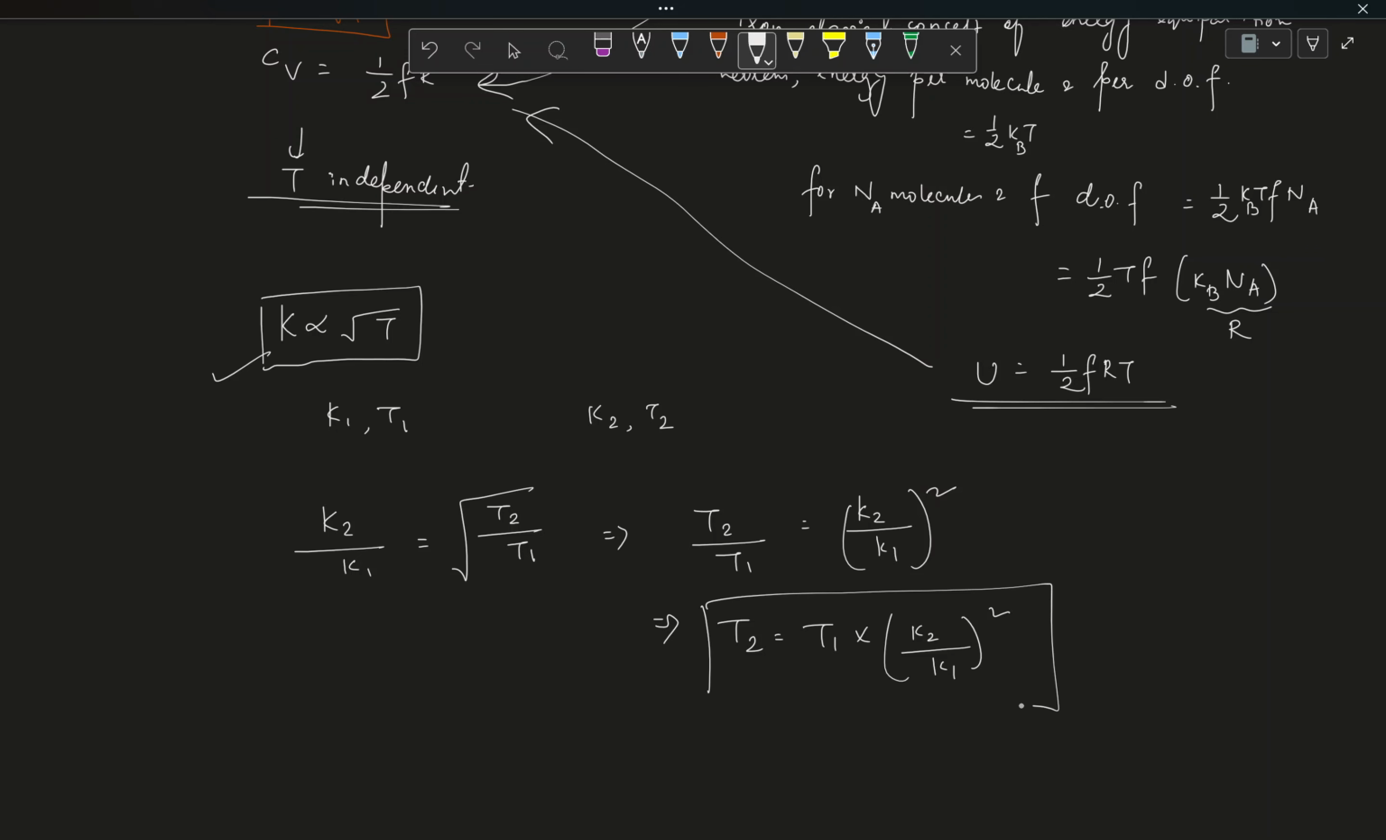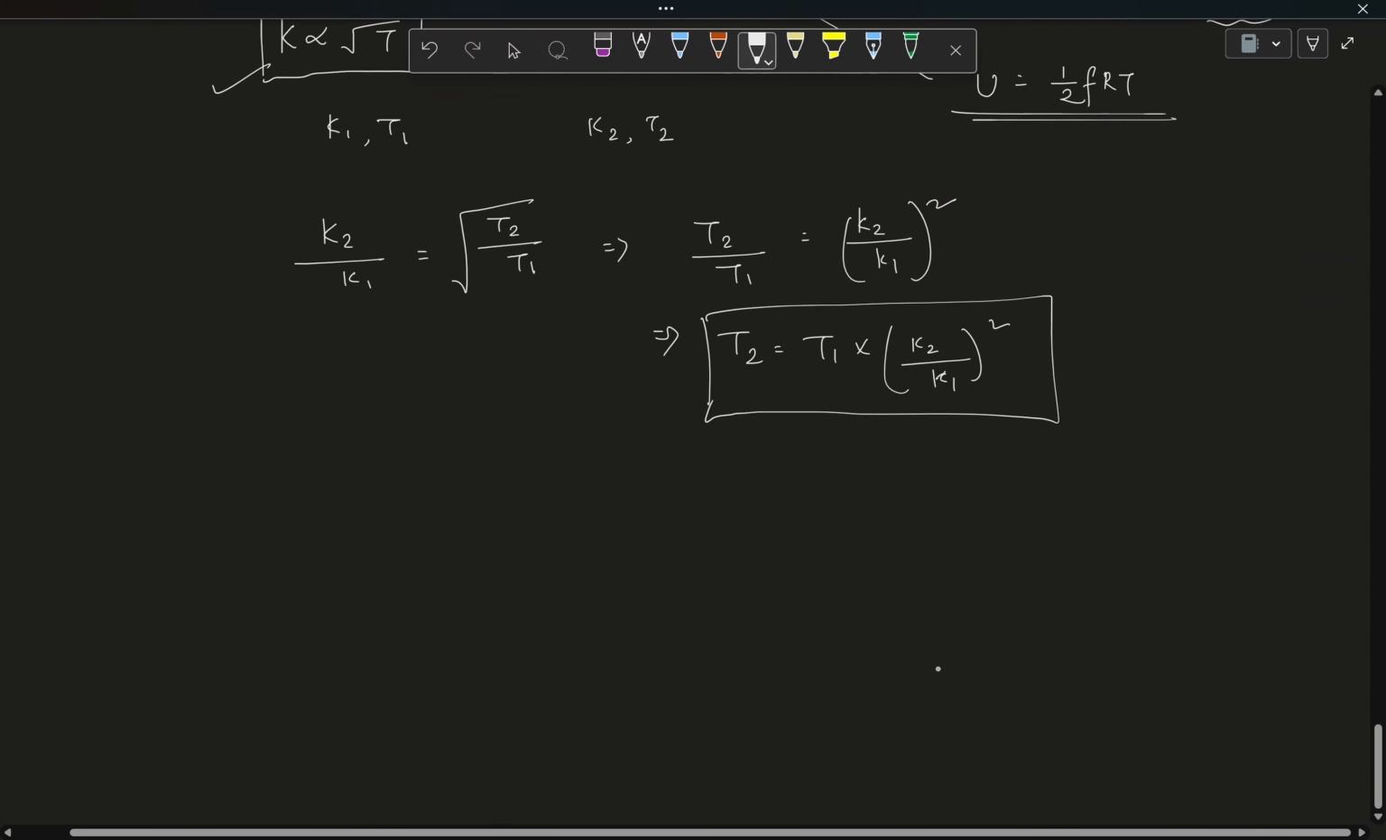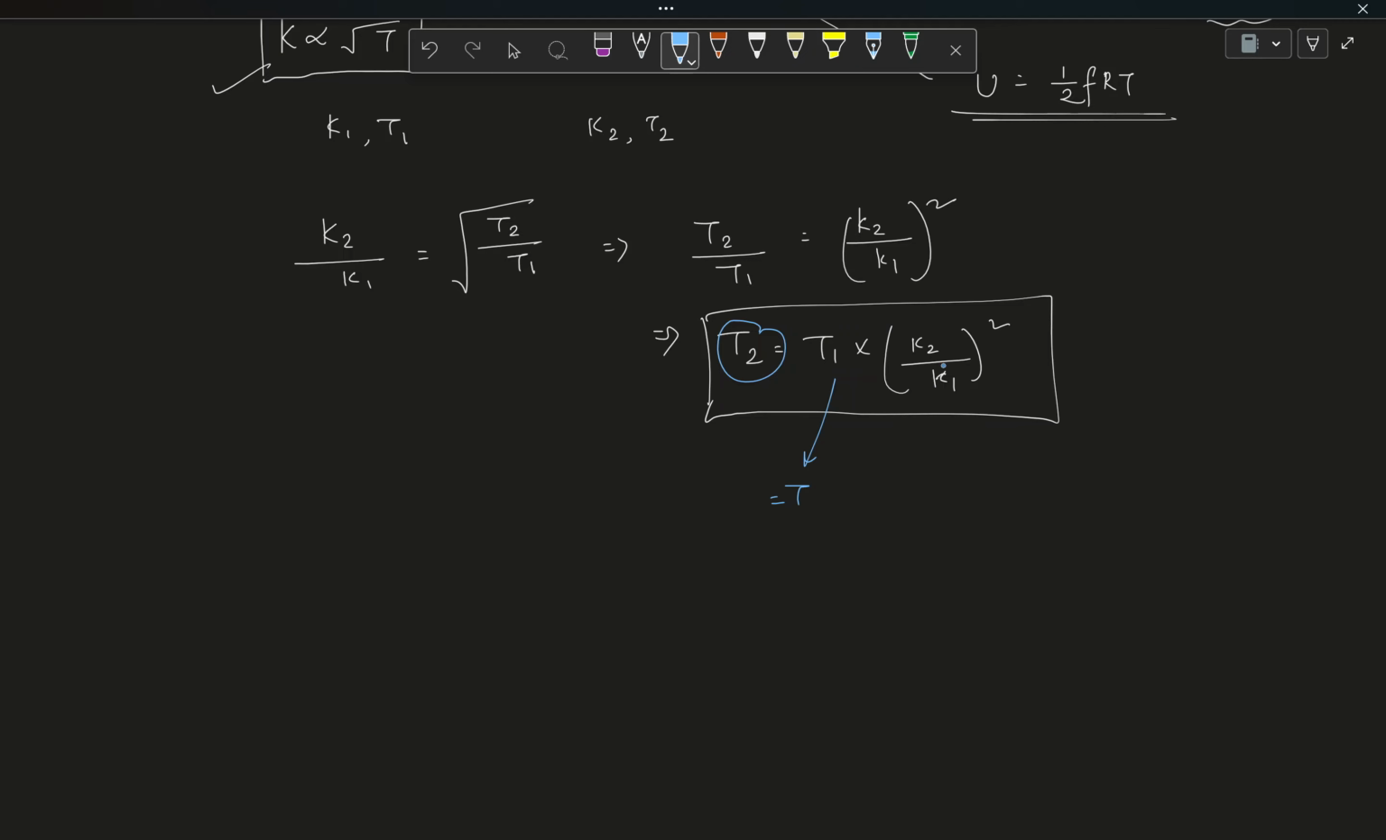Now you know why I am structuring it to get the formula for T2 only: because you have to calculate T2 from here. Other values are given to you. Say you are told that T1 is equal to temperature T and K1 is equal to thermal conductivity K. Then if K2 is double, that means K2 is 2K, what will be T2?